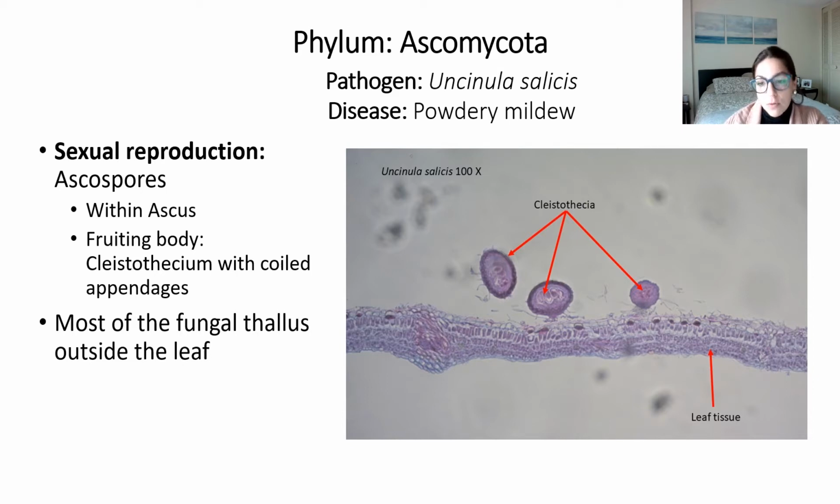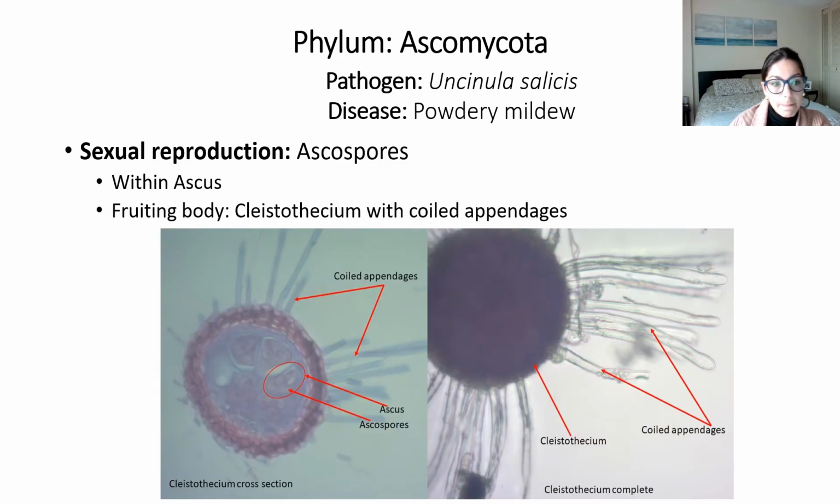And it is important to know in this fungus that usually most of the fungus thallus is outside the leaf. In this picture we have a section of a leaf, and here we have the thallus of the fungus, and right over the leaf are the cleistothecia. Here we have the photograph of a cross-section of the cleistothecium, and here we have the ascus, where the ascospores are in numbers of 8, and we have the coiled appendages, and this is a complete cleistothecium.